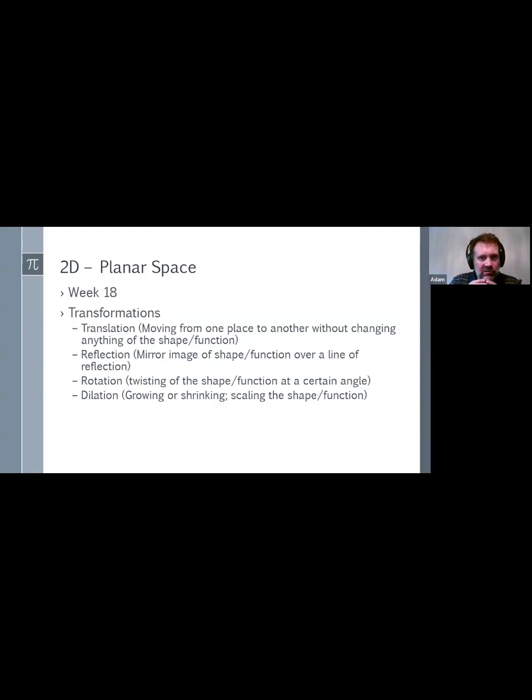And then finally, dilation was just really the growing and the shrinking of the shape or the function. So these are the different types of transformations that we can apply to shapes and functions. And we learn that here.